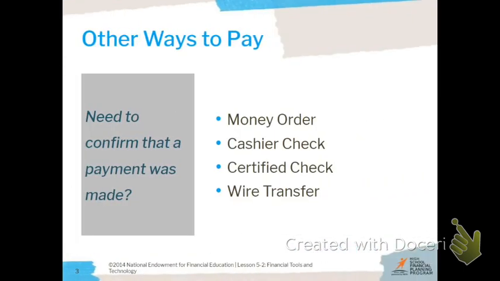So there are other ways to pay if you need confirmation that a payment was made. A check, that's one of the advantages of a check, right? It offers a confirmation that payment was made when that check clears. So money orders, cashier's checks, certified checks, a wire transfer, some of these come with substantial cost, but these are ways that you have a record that the payment was made.